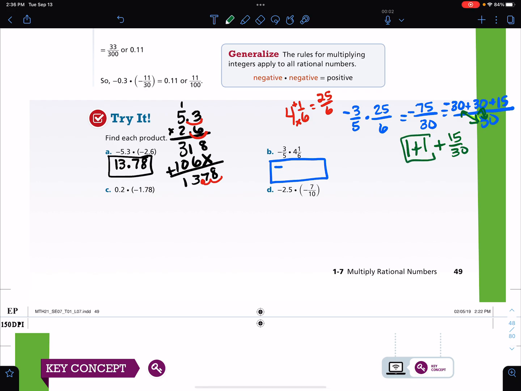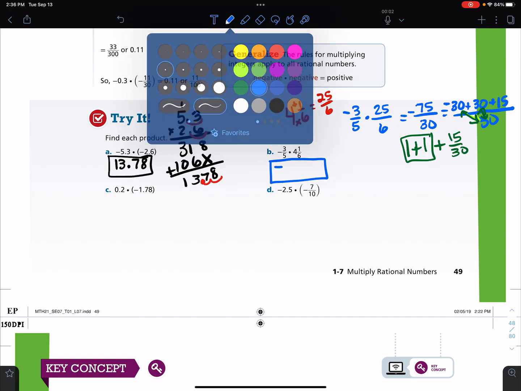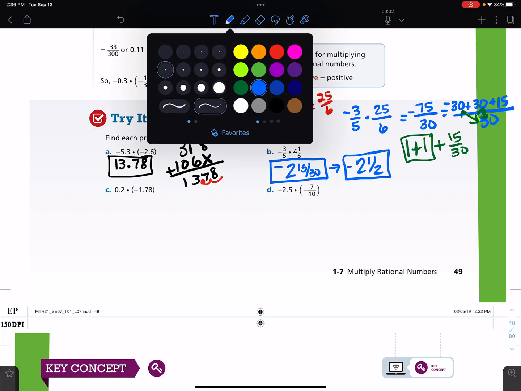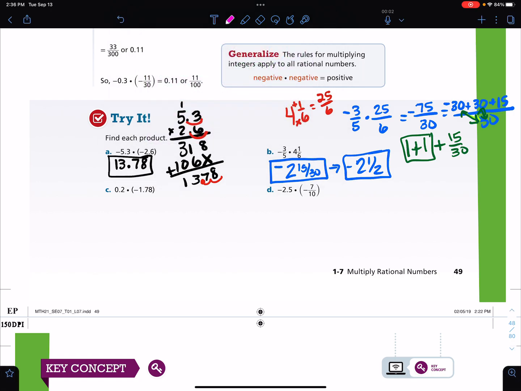So this means I have 2 and 15/30. I need to go to blue. So I know I have 2 and 15/30. Now, 15/30 could also be reduced. So your final answer should be negative 2 1/2. Simplifying fractions is definitely a skill that you need to maintain because you'll be doing it as long as you're in math class. All right.